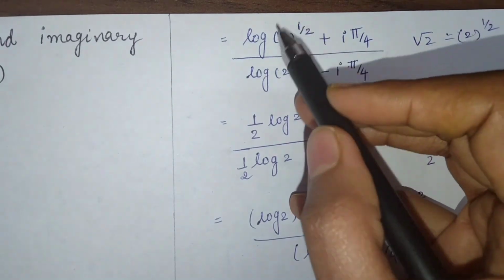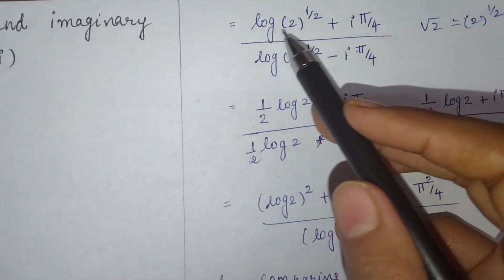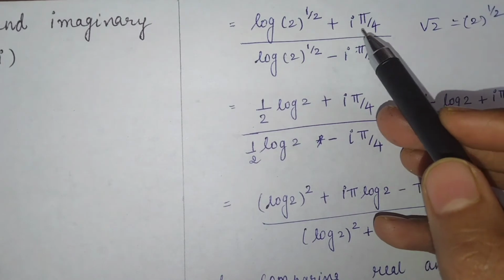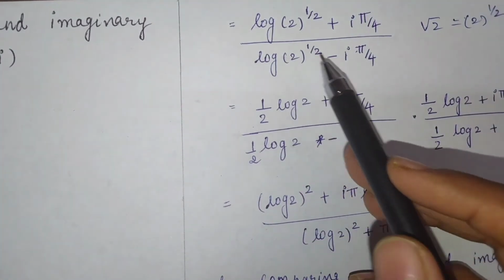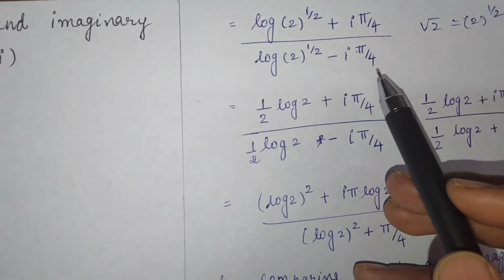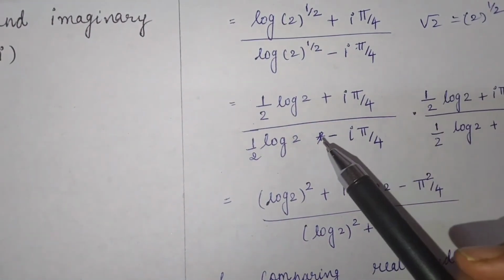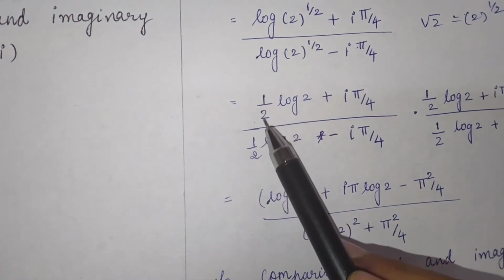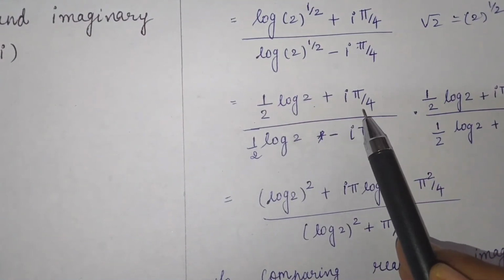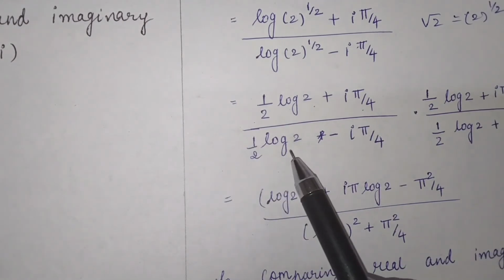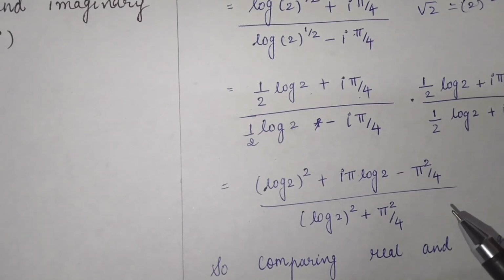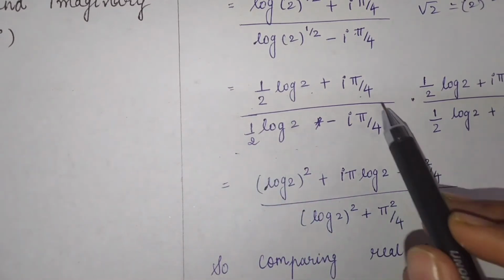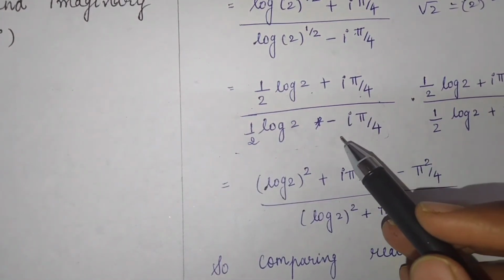So in place of under root 2, I have written log 2 raised to 1 by 2 plus i into pi by 4, and in the denominator log 2 raised to 1 by 2 minus i into pi by 4. Now we can rewrite this equation as 1 by 2 log 2 plus i into pi by 4 divided by 1 by 2 log 2 minus i into pi by 4. But as we have to separate the real and imaginary parts, in the denominator there should not be any imaginary term.